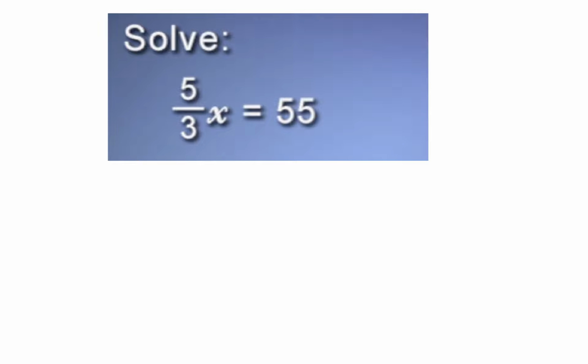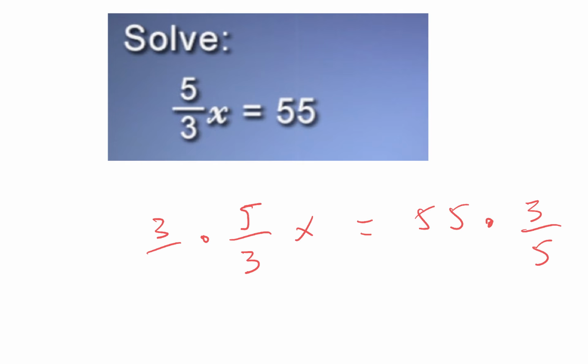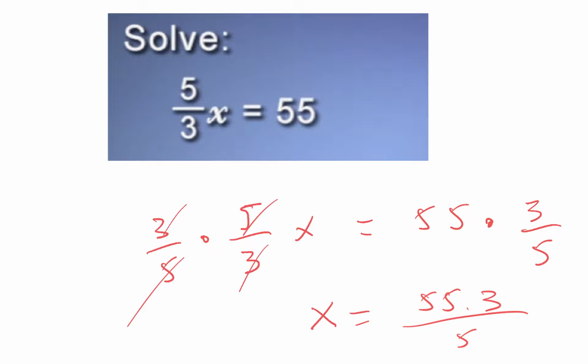Now let's solve this equation, in which you will multiply to isolate the x. Write the equation 5/3 multiplied by x equals 55. If you multiply on the right by 3/5, and here by 3/5, I'm done. The 3 will cancel with the 3, the 5 will cancel with the 5, and we will have x equals 55 multiplied by 3 divided by 5.